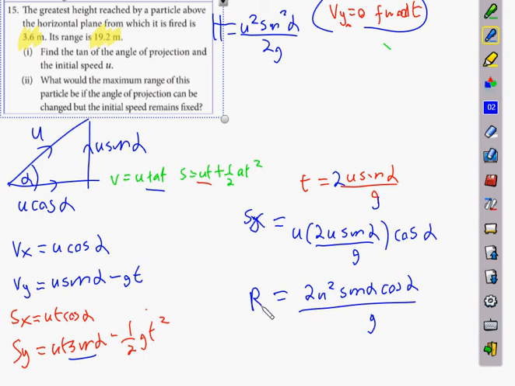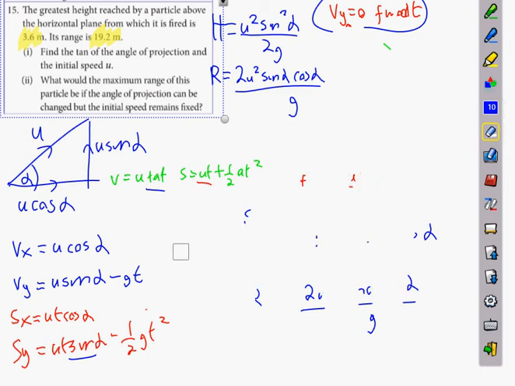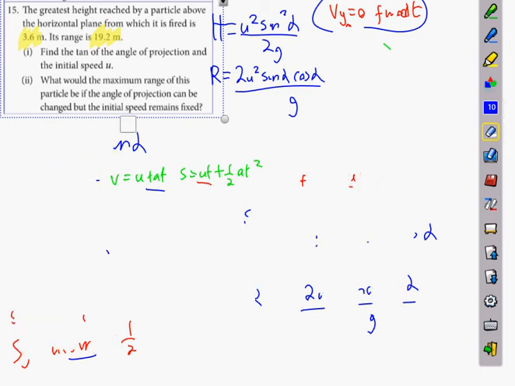Now, we need to find out the tan of the angle of projection, and the initial speed u. So now we have these two formulas here, and now we have to use that information and solve two equations. So here's what we're going to do next. All this information is now used up. We don't need to worry about it. It's just the two formulas we have on top of the board that we needed.